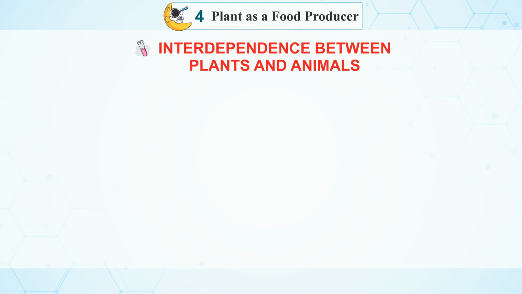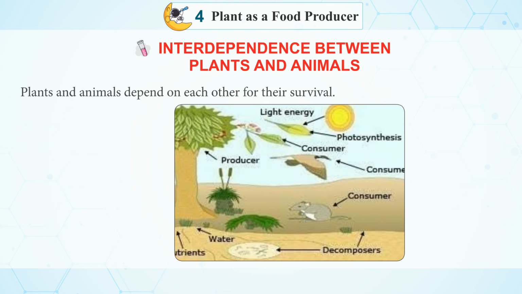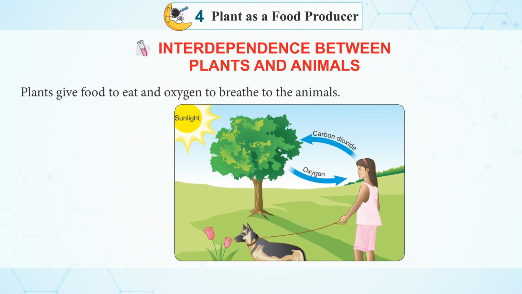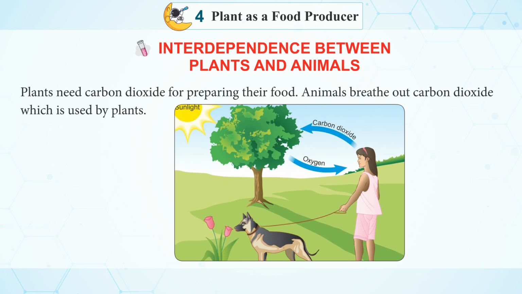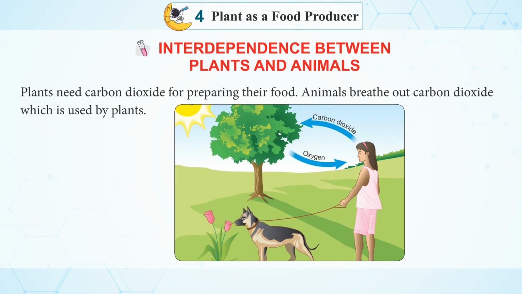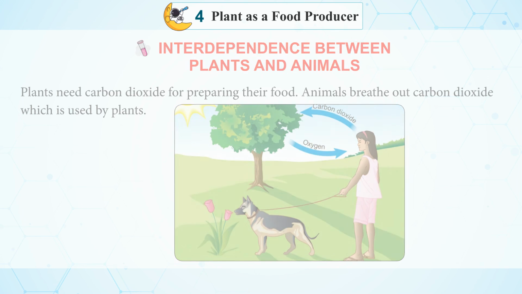Interdependence between plants and animals. Plants and animals depend on each other for their survival. Plants give food to eat and oxygen to breathe to the animals. Plants need carbon dioxide for preparing their food. Animals breathe out carbon dioxide which is used by plants.